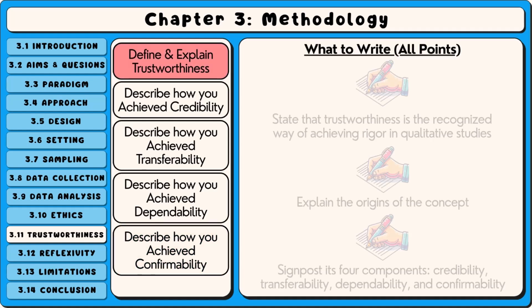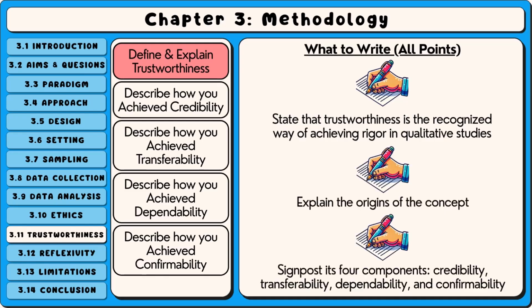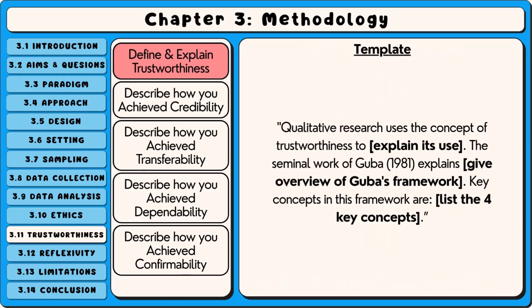Starting with defining and explaining trustworthiness, state that trustworthiness is the recognized way of achieving rigor in qualitative studies. Explain the origins of the concept by referring to Guber's work and signpost the 4 concepts of trustworthiness, which are credibility, transferability, dependability, and confirmability. Here's a template. Qualitative research uses the concept of trustworthiness too, and explain why people use the concept of trustworthiness. The seminal work of Guber explains, and then give an overview of Guber's framework, and then finish up with key components of this framework are, and list those 4 key components.